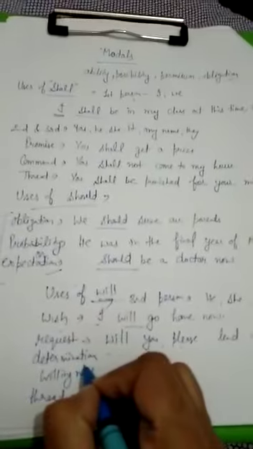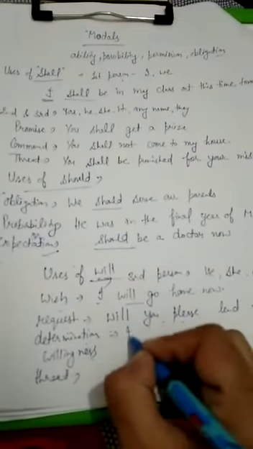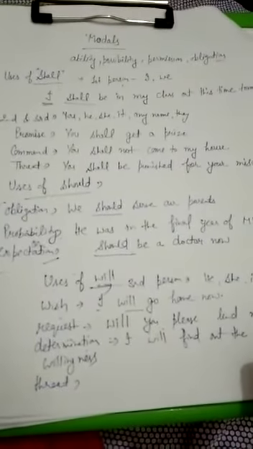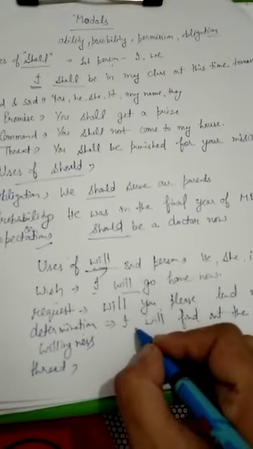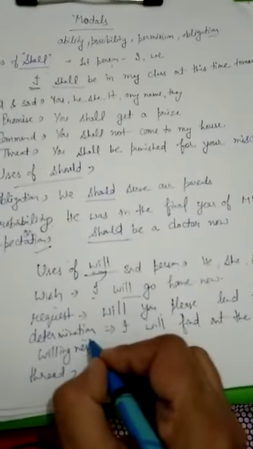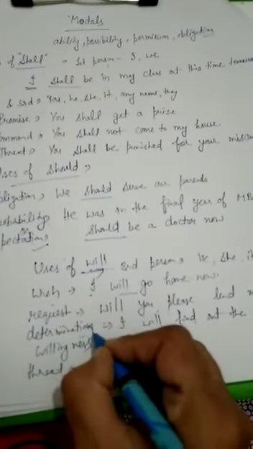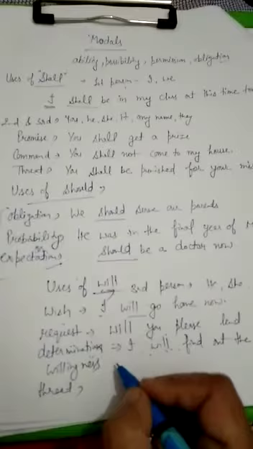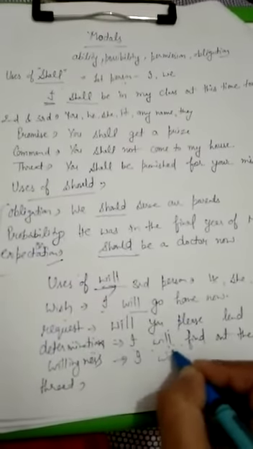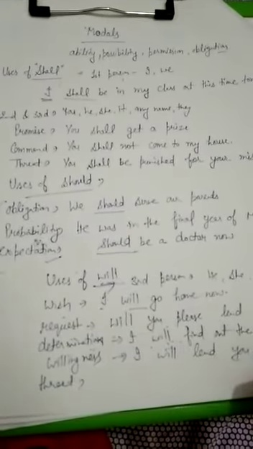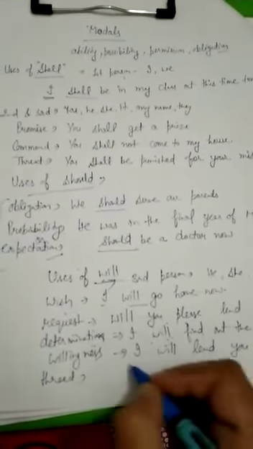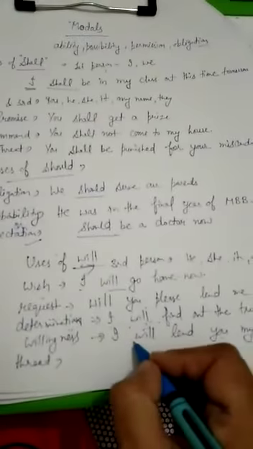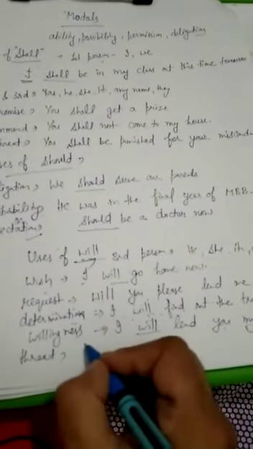Next is determination: I will find out the truth. We have used will with the first person. Here determination and certainty are there. The person is determined. Next is willingness: I will lend you my pen. The person is willing to lend the second person something. It shows willingness. Threat.